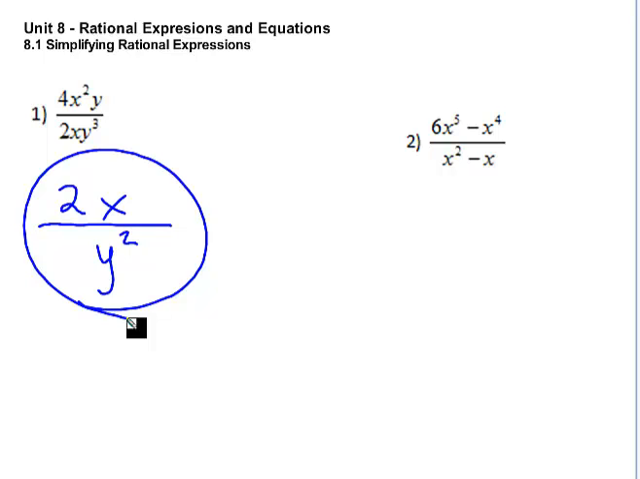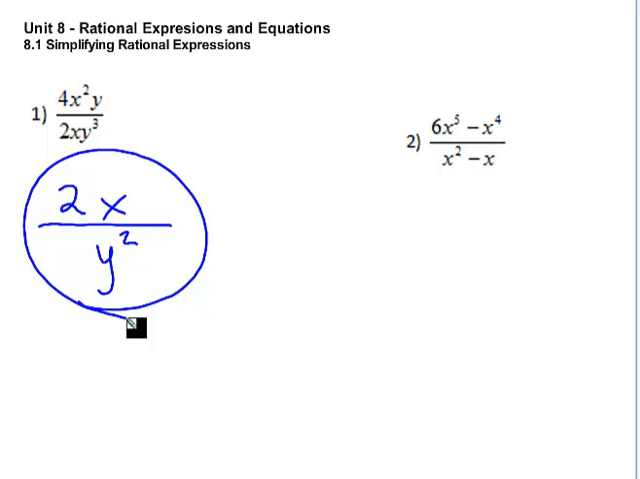So now, when we have problems like this, we can just look at it and cancel because everything here is attached with multiplication. That's the key. In order to cancel things in fractions, it needs to be attached with multiplication. Okay? If it's not, we can't cancel it. So number 2, we have 6x to the 5th minus x to the 4th all over x squared minus x. So when you're looking at this problem, we see that there's subtraction signs on both the numerator and the denominator. That tells us that we can't cancel anything yet until we get some multiplication in there.